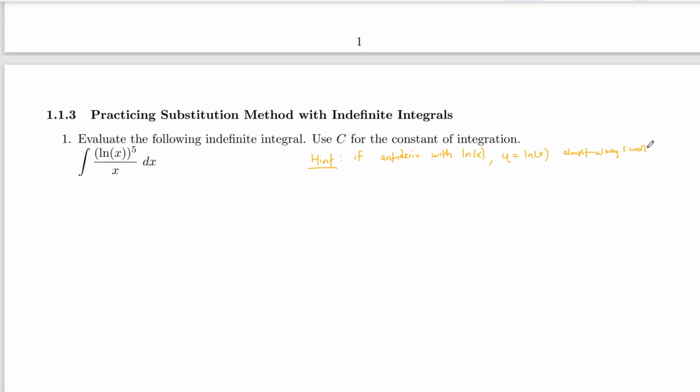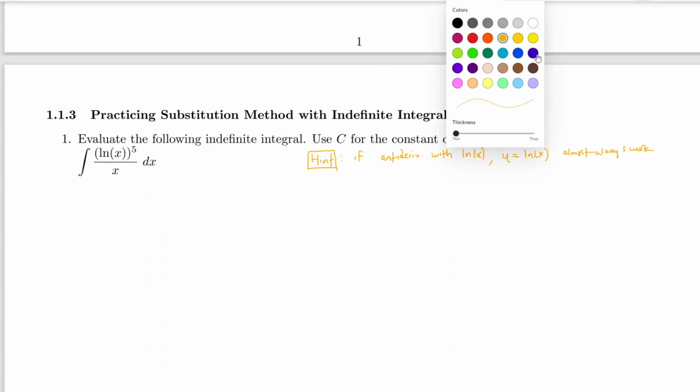Now, it does have to be set up in a particular way to work, because there are tons of functions that you cannot integrate, and we talked about that in a previous section. All right, so with that one, I want to go ahead and do exactly what I said. This is the natural log of x all to the 5th power over x dx.